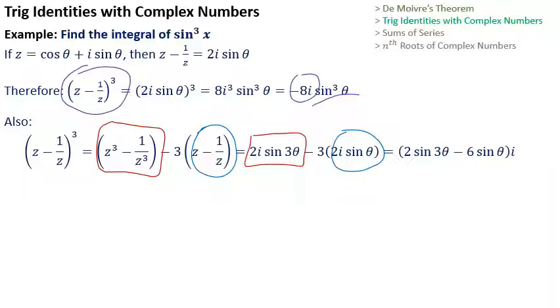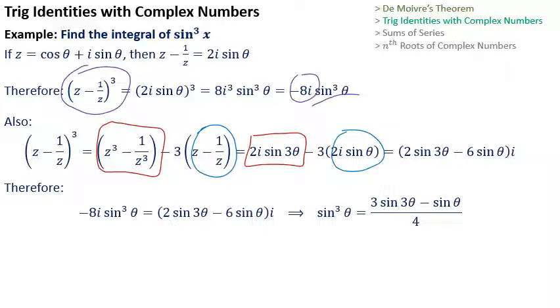When we simplify that a little bit, we get a purely imaginary term, (2 sine 3 theta minus 6 sine theta) i, which is reassuring because we're looking for some identity involving sine cubed x that doesn't have any imaginary components in it at the end. We're making use of the complex plane in order to construct the results, but then we're going to just pull out the bits we're interested in.